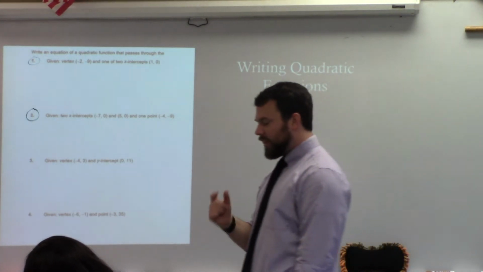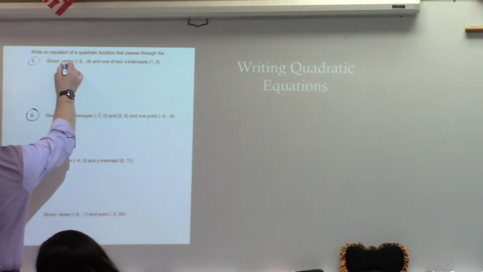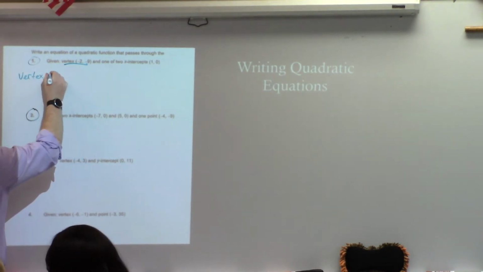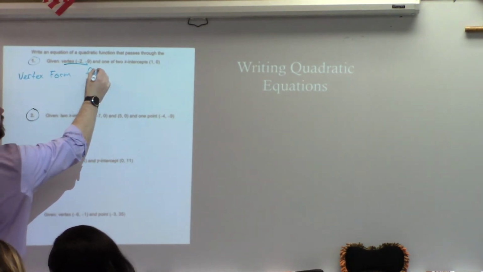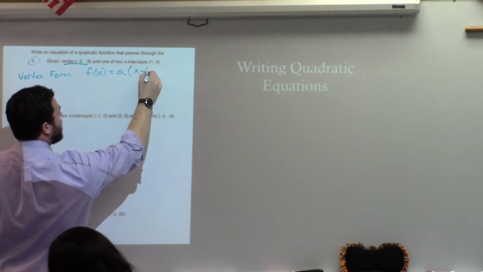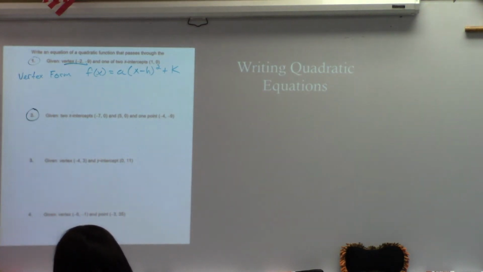What's the first thing I'm going to do then? I'm going to write the formula, or the equation. So I'm going to use vertex form. f of x equals a times x minus h squared plus k. I'm going to write that equation out. Start there. That's going to help you focus your attention, because which of those values do you already know? H and K.